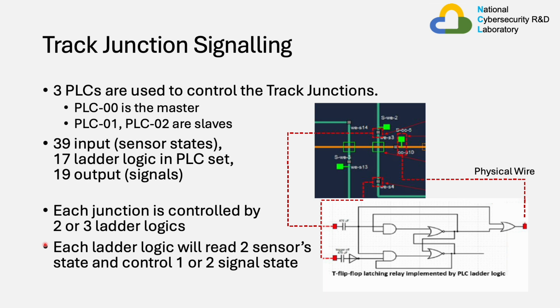For each ladder logic, 2 or more sensor states are read to control 1 or 2 signal states, depending on the junction's complexity. On the right side, we can see one such junction which uses the logic of a T flip-flop in its ladder logic. We will not dive deeper into how each and every junction works, as a general understanding of the junction should allow you to be able to interact with them and adapt to the junction's unique situation.